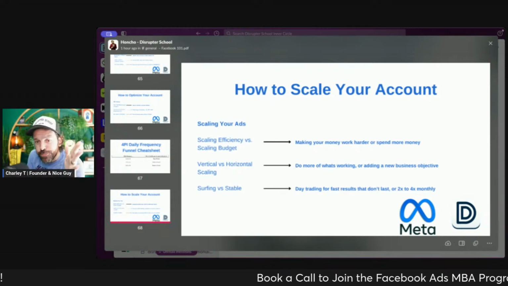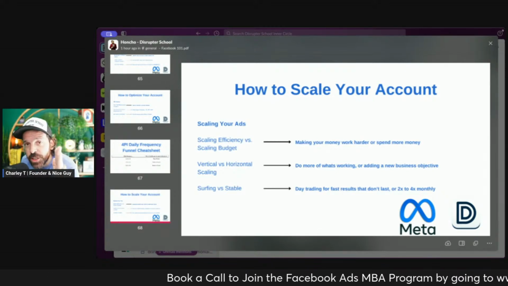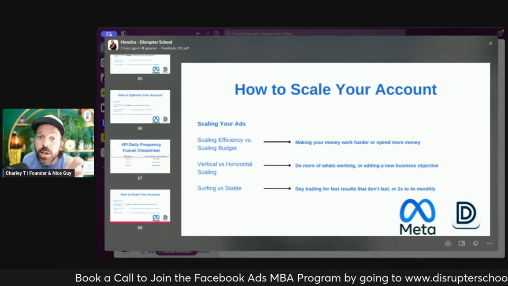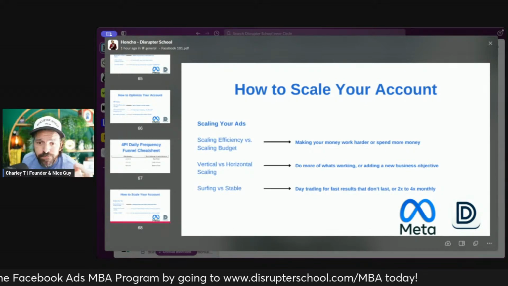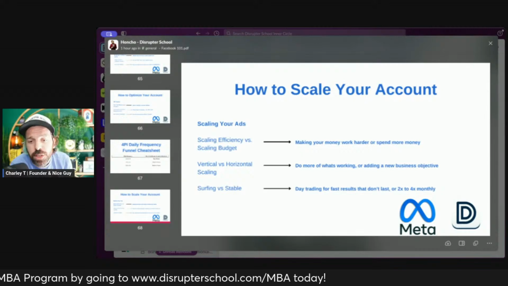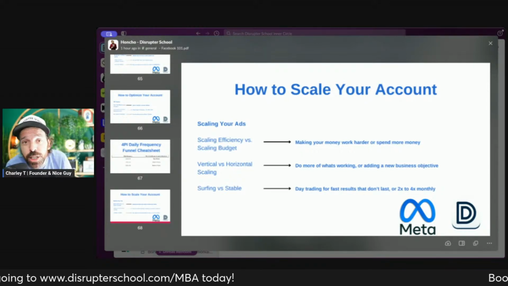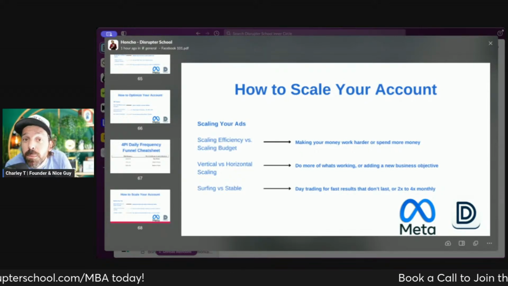Okay, so anyway, scaling your efficiency versus scaling your budget. Understanding what you need to do. Can you make your money work harder? Or is it good enough that you can add a little bit of budget? Which ultimately brings us to the second thing. Are you going to scale vertically, meaning add budget? Or are you going to scale horizontally, meaning you're going to add complexity?